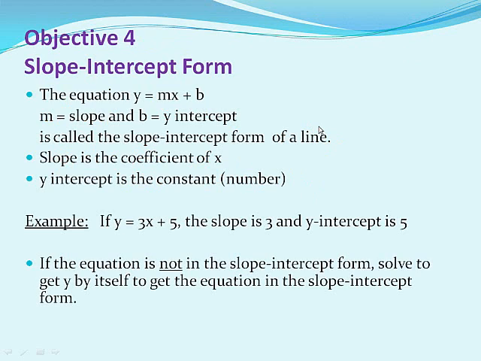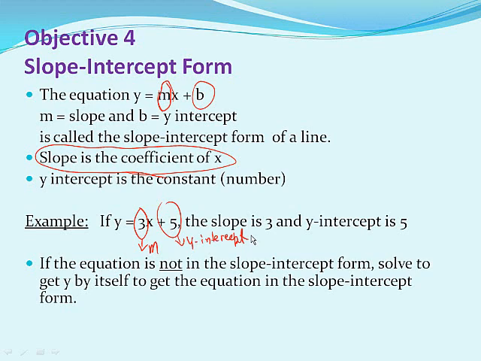Objective 4. Slope-Intercept Form. The equation y equal to mx plus b, m equal to slope and b equal to y-intercept, is called the slope-intercept form of a line. Slope is the coefficient of x. Y-intercept is the constant number. So m is the slope, b is the y-intercept. Here is an example. If y equal to 3x plus 5, the slope is 3 and the y-intercept is 5.